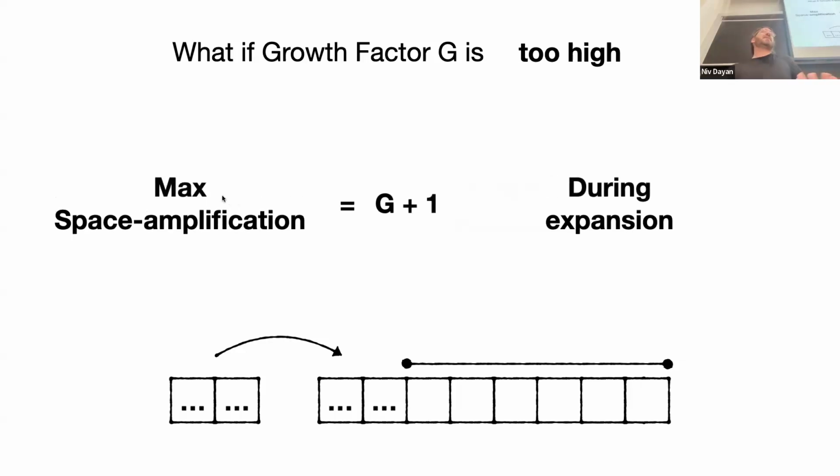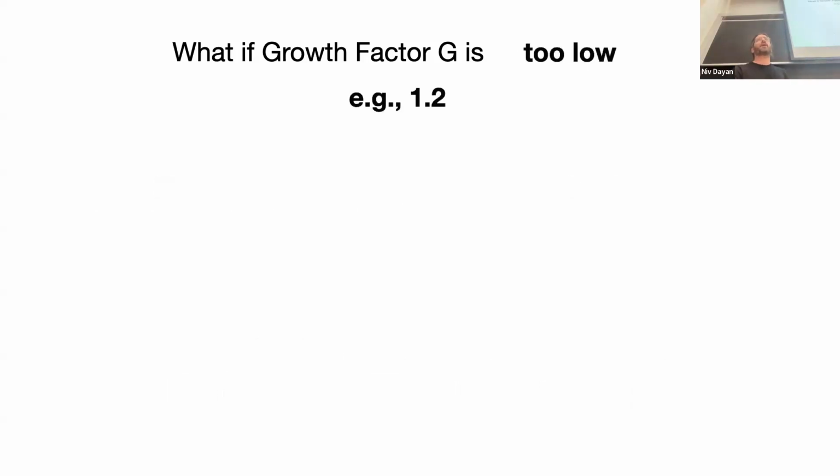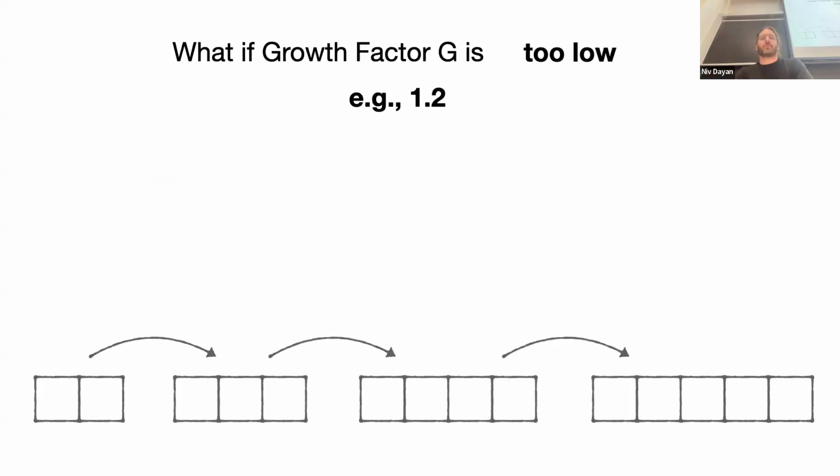If you actually want to reason about max space amplification, you can do that too. During the expansion, you're actually wasting more space, because during the expansion the old array still exists. So at that point, if you want to measure that kind of worst case space amplification during expansion, that's going to be G+1, actually. Because that one is just reflecting the old array. All right, what happens if our growth factor is too low? Let's say we set it to 1.5.